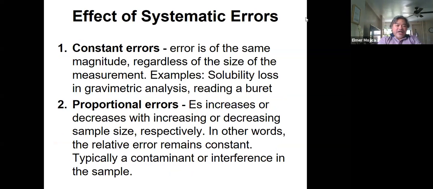Okay? Now, what will be the effect of the systematic error? It could be a constant error or a proportional error. If you have a constant error, the error is of the same magnitude, regardless of the size of the measurement. This could be true when you have solubility loss in gravimetric analysis or when you're reading a burette. So usually in reading a burette, what you have is the parallax error.